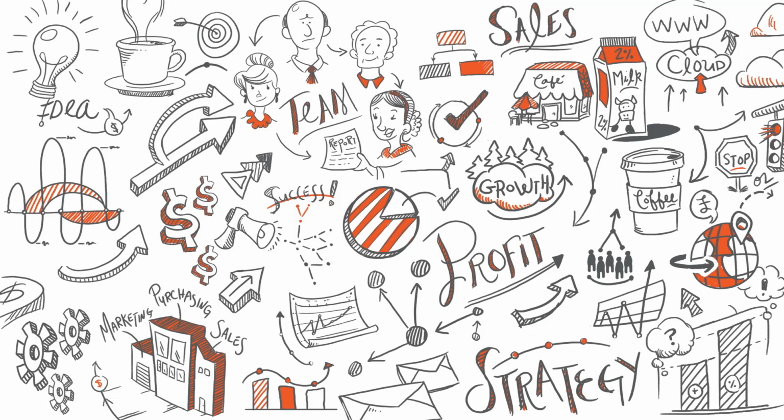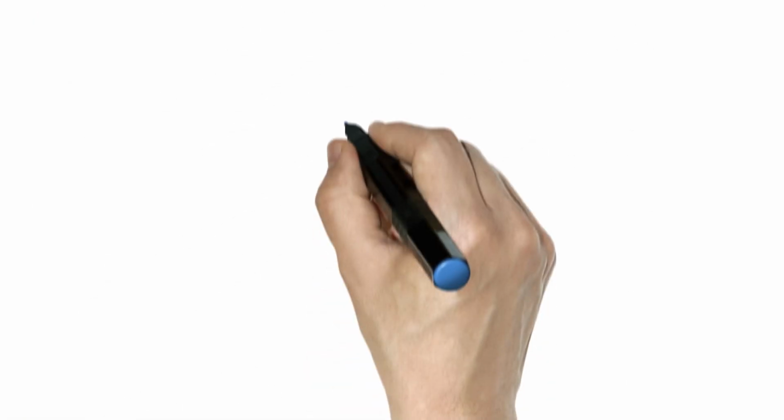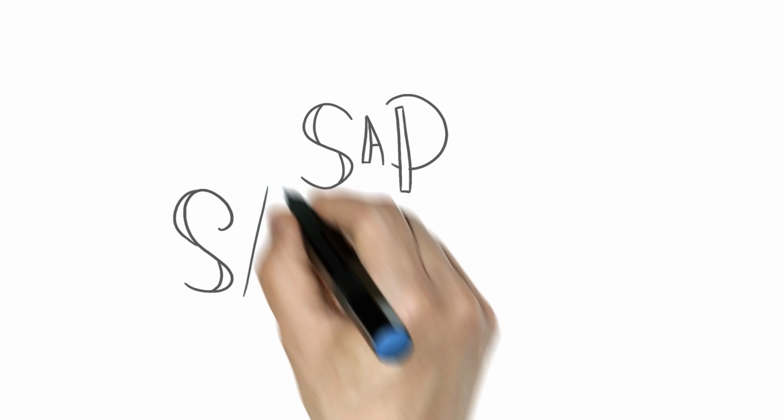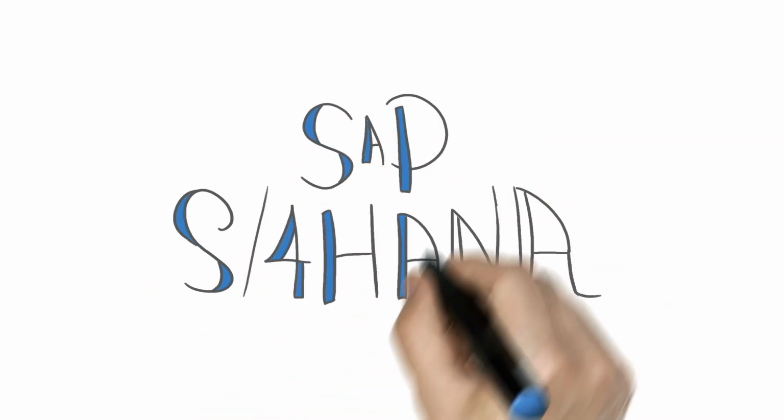This is your business, and we both know business is complicated. Wouldn't it be great to trade inefficiencies for opportunities? That's where SAP S4HANA comes in, a next-generation business suite to connect all processes of your enterprise.